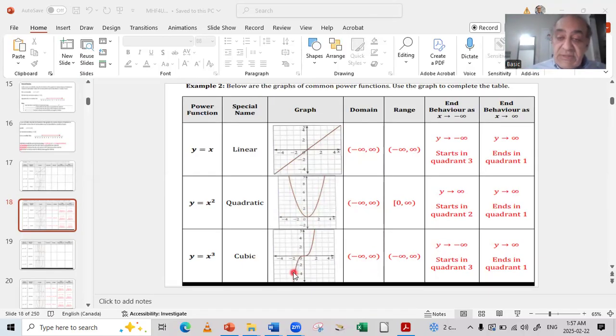Okay, that starts in quad 3 or quarter 3 and ends in quarter 1. This is quarter 1, again, quarter 1. This is quarter 2. This is quarter 3. This is quarter 4. So we started in quarter 3 and ended in quarter 1. Let's go to the next page.